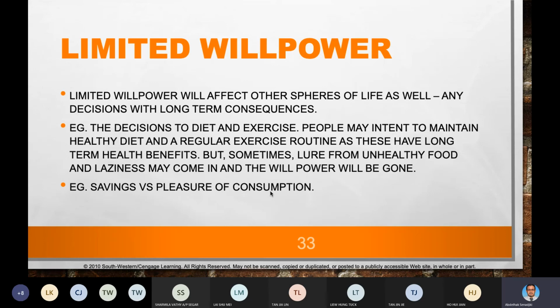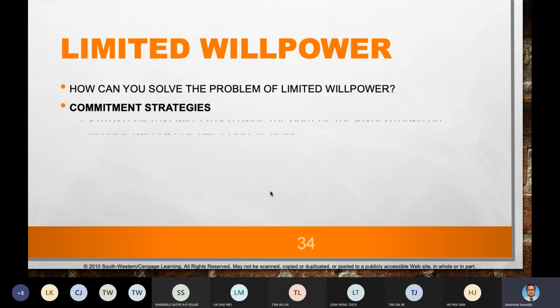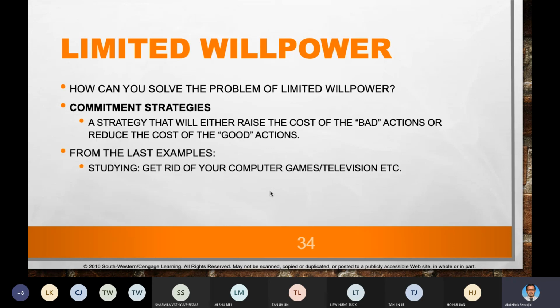Again, saving versus the pleasure of consumption. Drugs, alcohol, cigarettes, addiction. You want to stop or you continue with that pleasure of being addicted to cigarettes, alcohol, drugs. So that is another limited willpower. So how can we solve the problem of limited willpower?